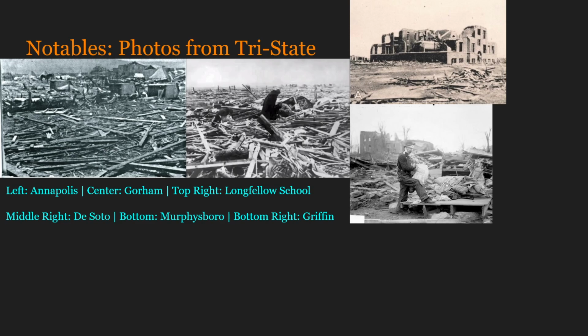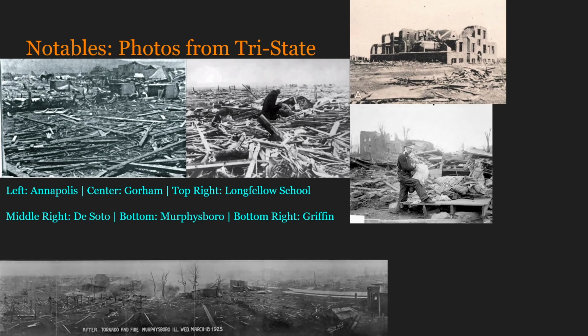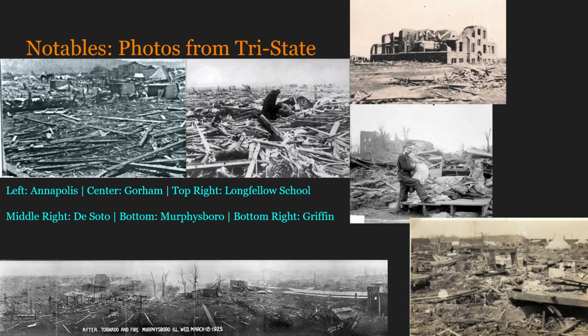In the middle right here, we have a rescuer helping out in DeSoto, Illinois. And at the bottom is a panorama of Murfreesboro, Illinois. At the very bottom right here, we have what was Griffin, Indiana. Notice here that in Annapolis and also in Griffin, response was indeed fairly quick. We do see some tents up already with these damaged photos. This panorama of Murfreesboro was taken on the same day. There is still some fire going on.